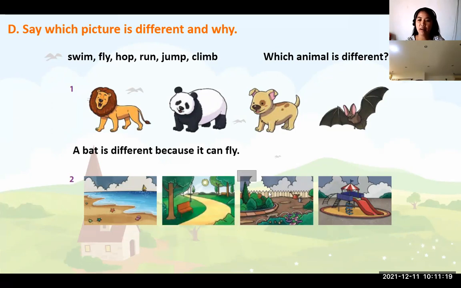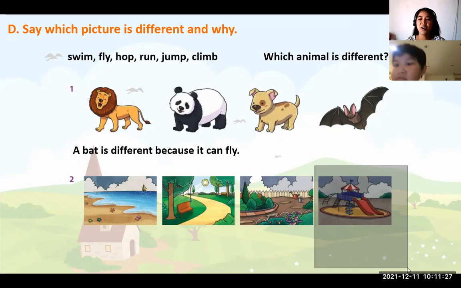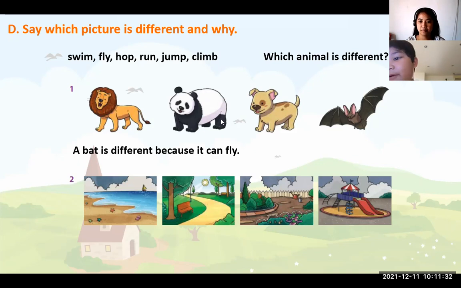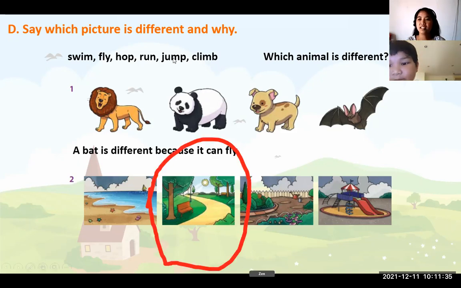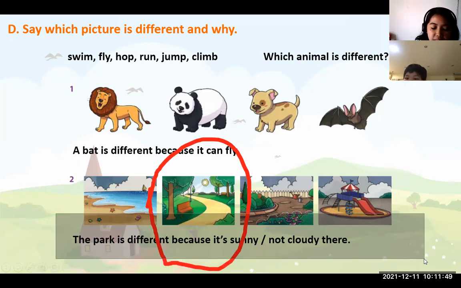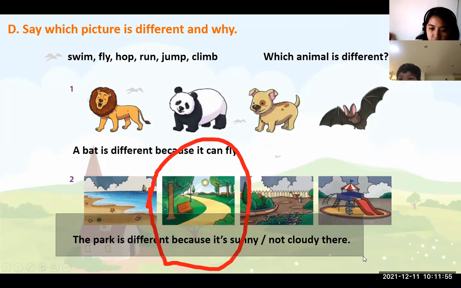Sunny. Sunny, yes. Okay, how about this one? What is this? A garden. A playground. It is cloudy. Okay, very good. So which picture here is different? The park. Why is it different, Zen? Because it's sunny. Okay, very good. Can you please read this one? The park is different because it is sunny, not cloudy there.